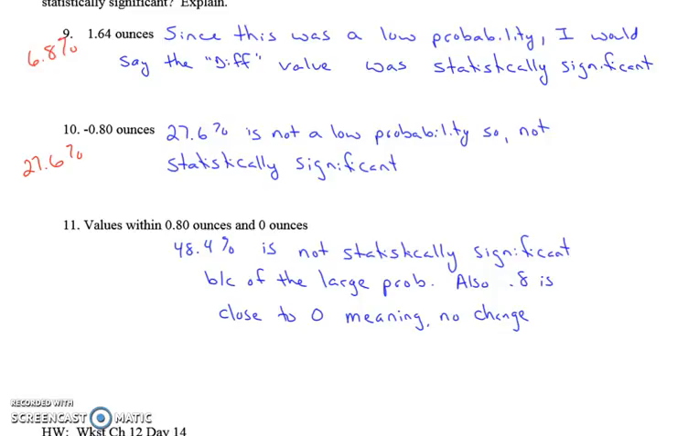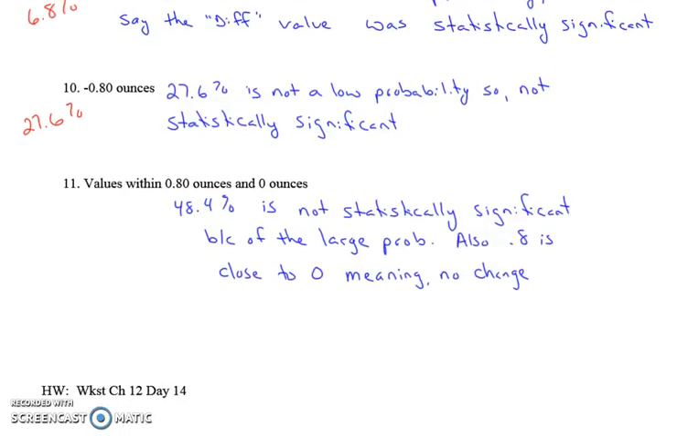Also, 0.8 is pretty close to 0, and if there's a diff score of 0, that means there's no change in the groups. So you go ahead and start your Chapter 12, Day 14 homework.